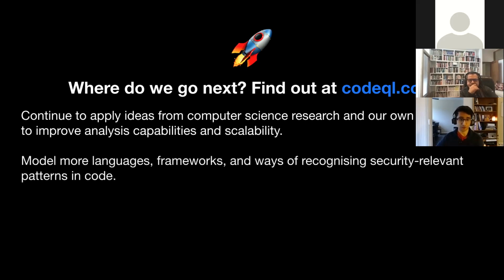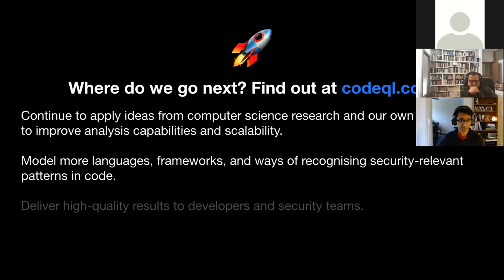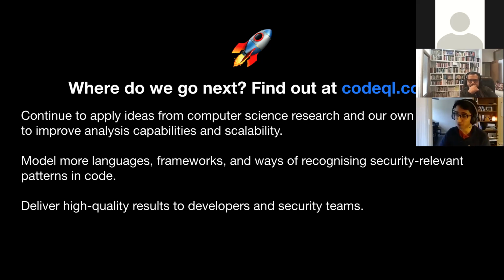It's also important to solve the problems that are relevant to the software engineering community. So, different languages and frameworks that they're actually using, maybe new ways that we can recognize security relevant patterns in code without necessarily having to manually encode all of that knowledge. We're exploring different areas in this direction. And it's useful to give developers and security teams results that they're going to care about and results that they're going to fix, ideally in a way that explains the problem very well.